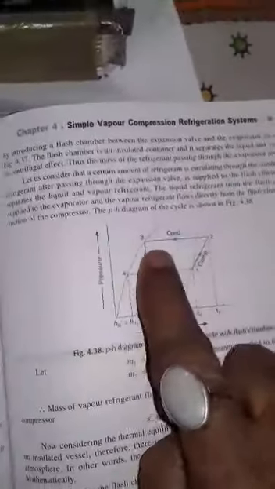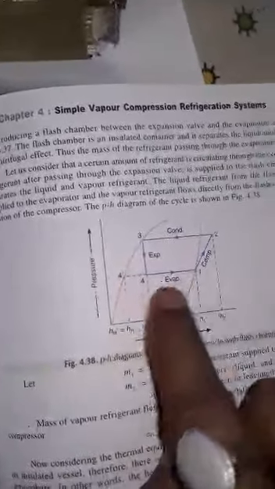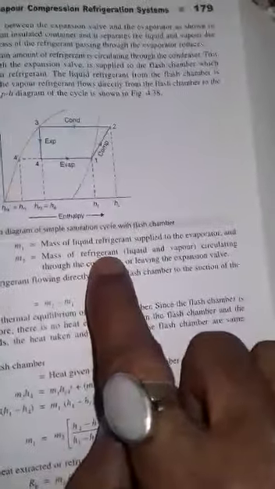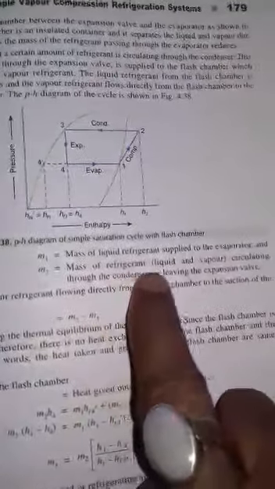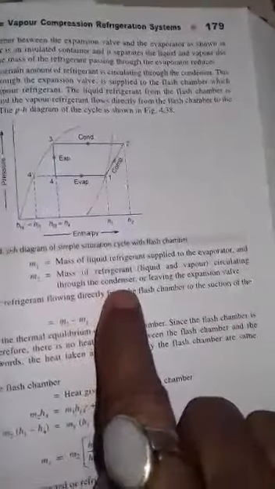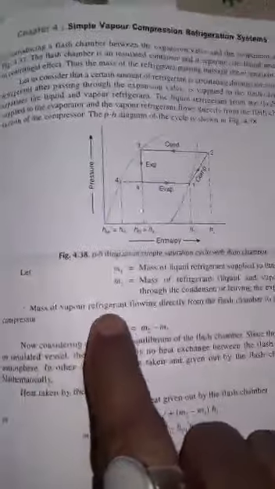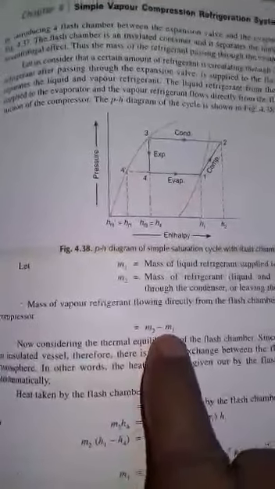The p-h diagram is already shown. Process 1-2 is compression, process 2-3 is condensation, process 3-4 is the expansion valve, and 4-1 is the evaporation. So if M1 is the mass of the liquid refrigerant supplied to the evaporator, and M2 is the mass of the refrigerant, liquid and vapor both, circulating through the condenser or leaving the expansion valve, then the mass of the vapor refrigerant flowing directly from the flash chamber to the suction of the compressor will be given by M2 minus M1.